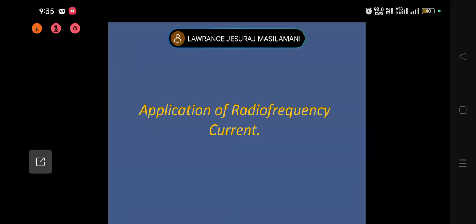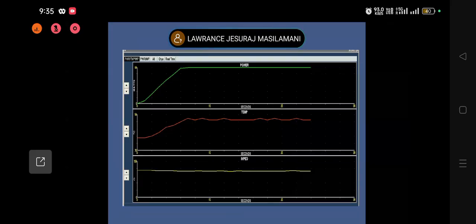So when you are ablating AV nodal reentrant arrhythmia, this is how your power looks like, your temperature setting looks like, your impedance looks like. You have to watch all this. Your power has to be reasonably stable.